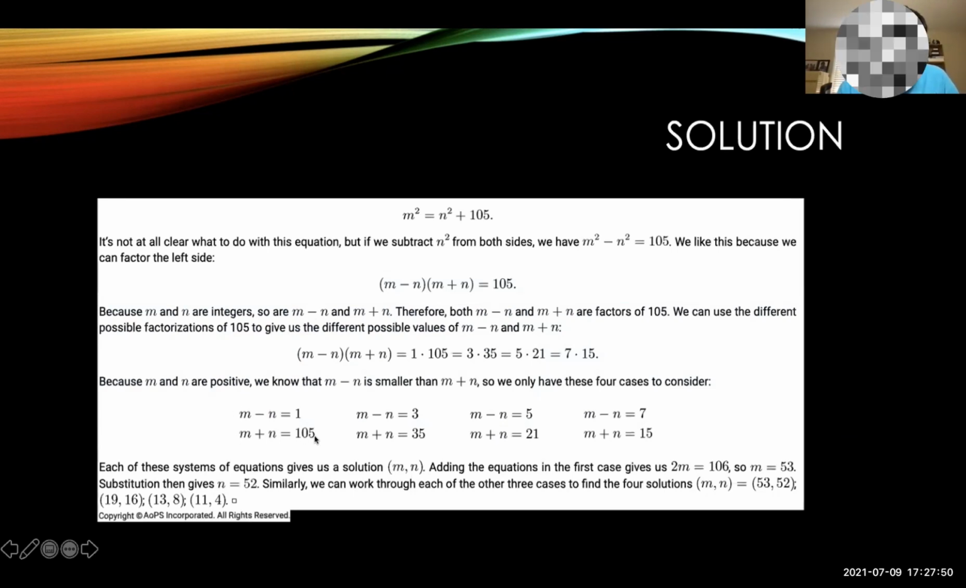So what we do is we actually set up all of these equations like this, and then we set them equal to a different factor every time, because this is essentially a system of equations. So when we do this, we can add these together, we can manipulate them, and then we'll eventually get all of these four solutions right here. 53, 52, 19, 16, 13, 8, 11, 4. So nice job to Kristen and Jeffrey, I believe, for getting that challenge problem.